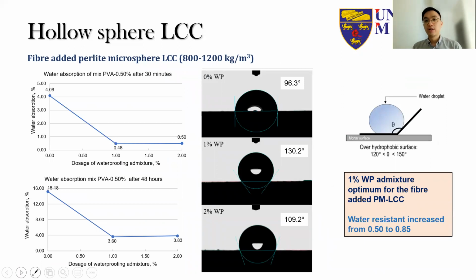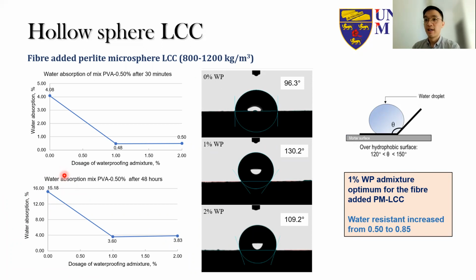So then we, of course, with normal lightweight concrete, one of the concerns is also the high amount of water absorption, because in normal lightweight concrete, we have lightweight aggregates that have high water absorption. But of course, in the case of Perlite microsphere, the water absorption of the hollow sphere itself is not high. Okay, therefore we can see that when we measure the water absorption of the Perlite microsphere LCC after 48 hours, the water absorption is only about 15%.